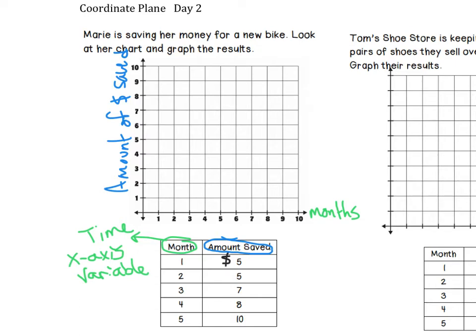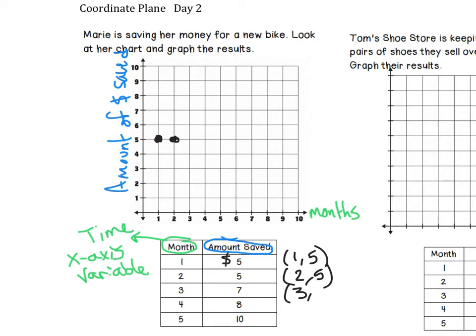All right, so let's go ahead and plot this data on the coordinate plane as coordinate points. So the first one, we're going to plot 1, 5, 1 for x and 5 for y. Let's go ahead and plot that. So after 1 month, she saved $5. After 2 months, she saved $5. So let's go ahead and plot 2, 5.